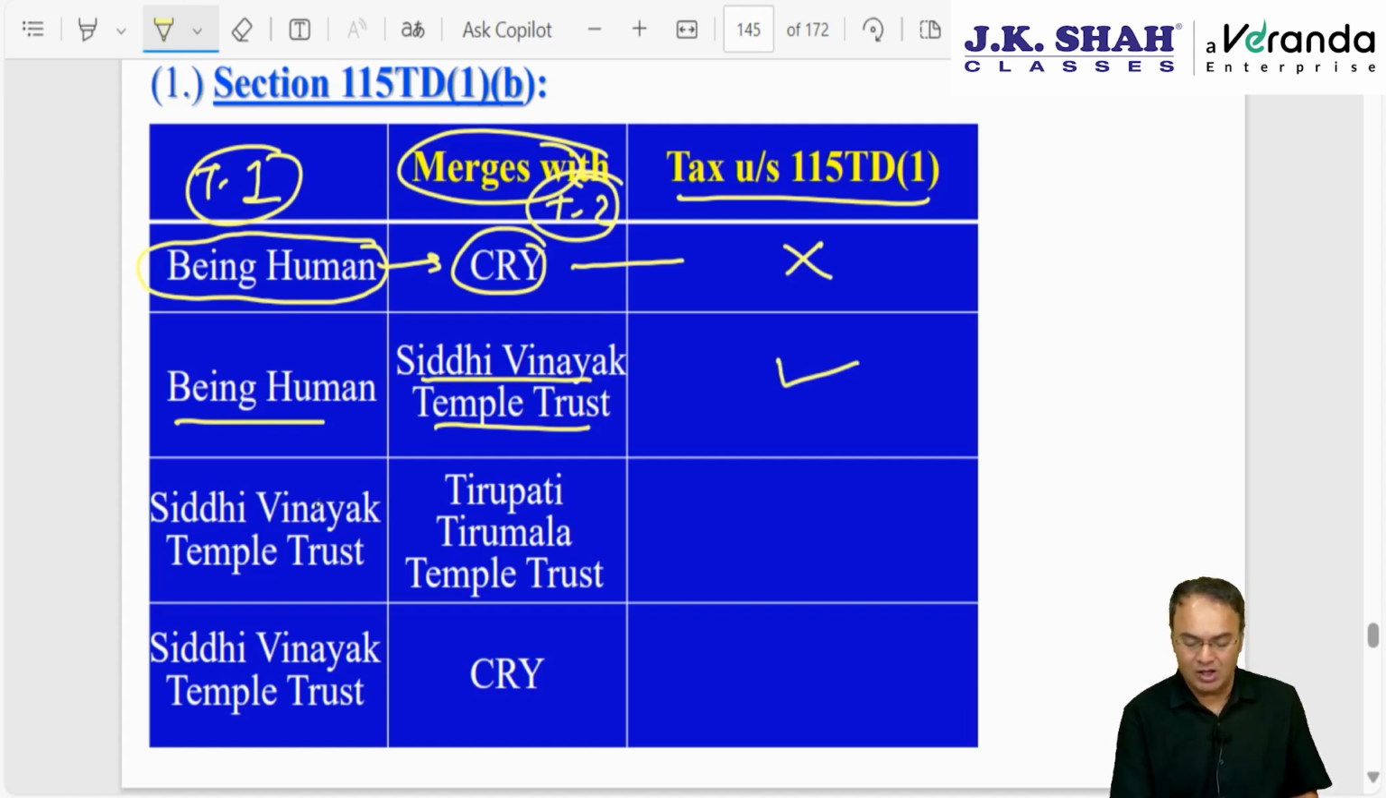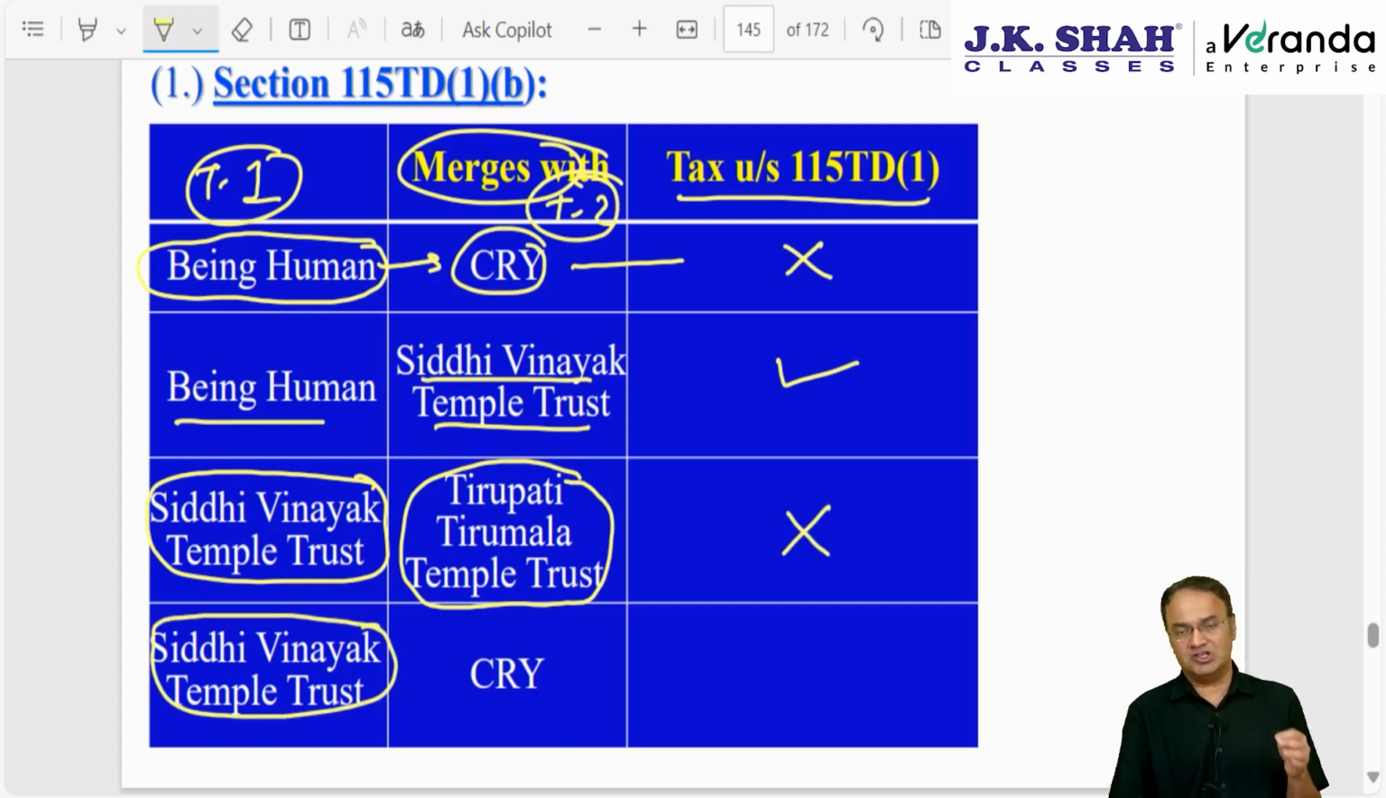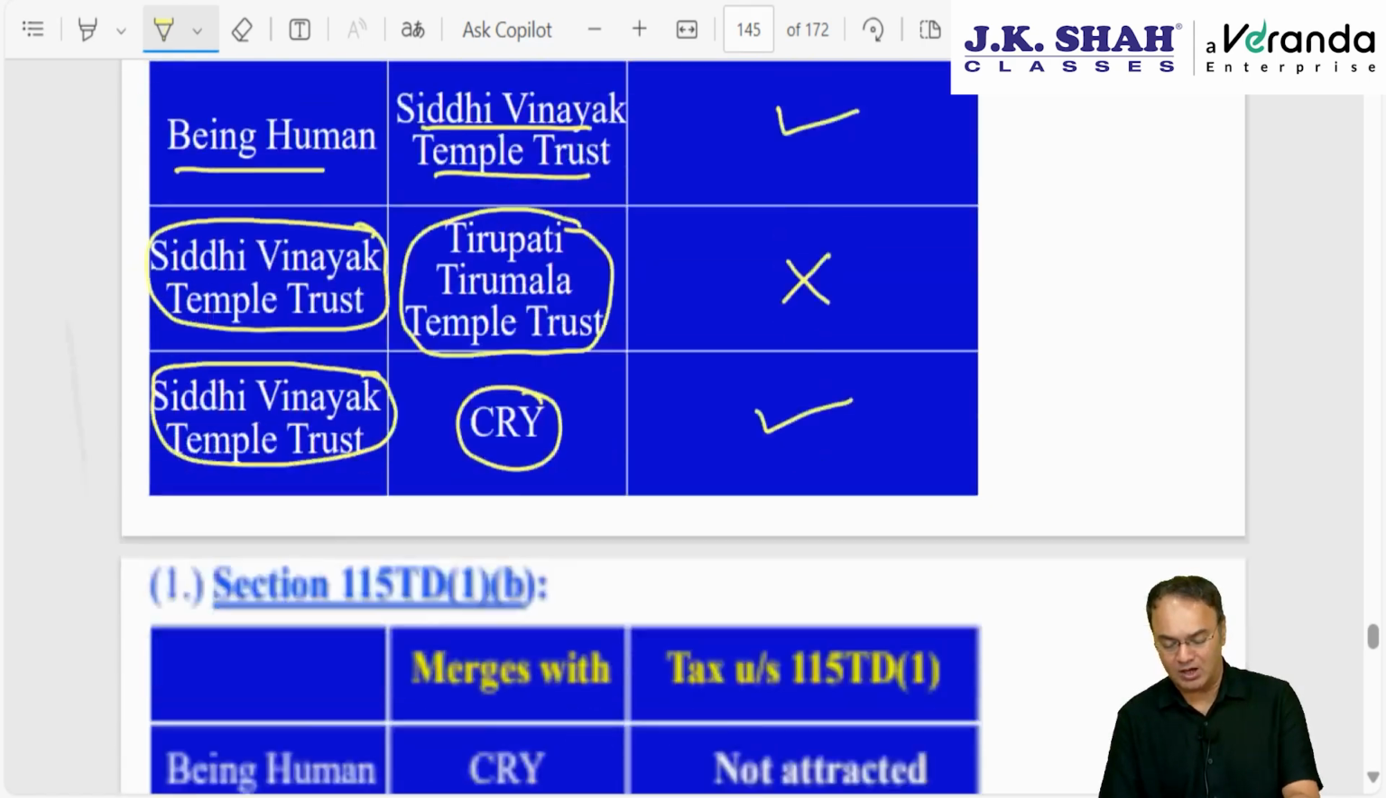Next is Siddhivinayak Temple Trust, which is a religious trust in Mumbai, merges with Tirupati Tirumala Temple Trust or Tirupati Tirumala Devsthanam. Then both are registered under 12AB and both of them have similar objects, then 115TD will not apply. And the last one, Siddhivinayak Temple Trust, which is for religious purposes, merges with CRY, which is for street children. Both of them are registered under 12AB or 12AA, but having different objects, then tax on accreted income will be applicable. I hope you people are understanding.